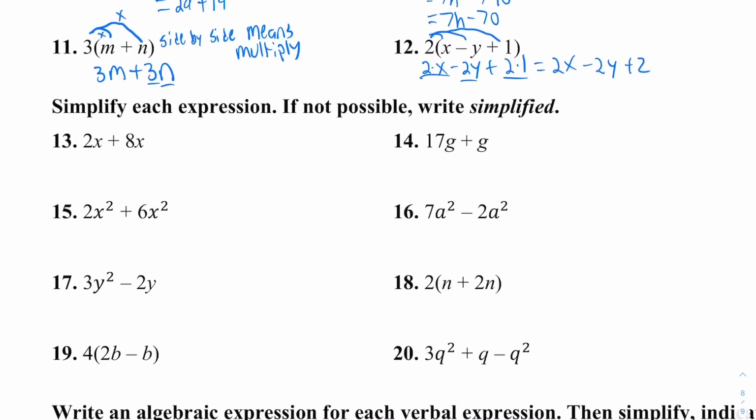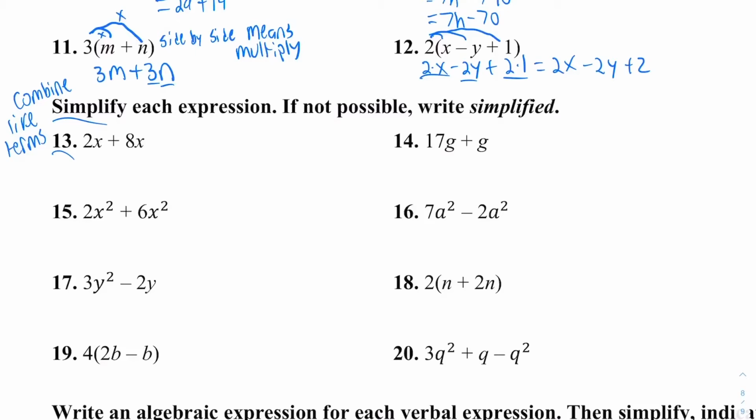At the bottom, we have 2x plus 8x, and it just says to simplify. Simplify means combine like terms. Combine means add or subtract, do whatever you need to get them together.